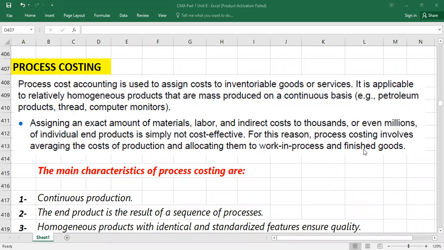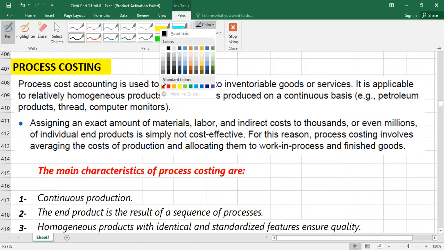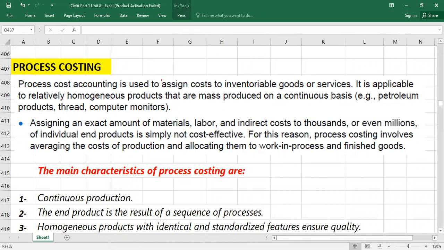So hello guys, we are going to discuss today process costing. This is also a little bit technical topic, but we'll go through everything. So I need your concentration. So what is the process costing first?